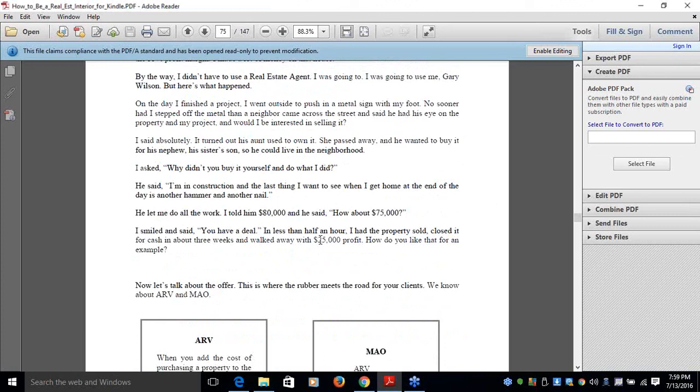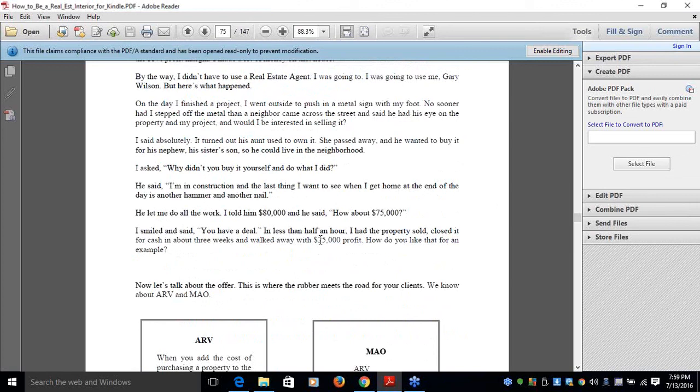The guy felt bad. He decided he wanted to buy the house back so his nephew could live in it. And he saw that I purchased it, saw that I started remodeling it right away, decided he's going to let me do the remodeling and he'll just pay my price, because it turns out he was in construction, and the last thing he wanted to do was come home and drive more nails.